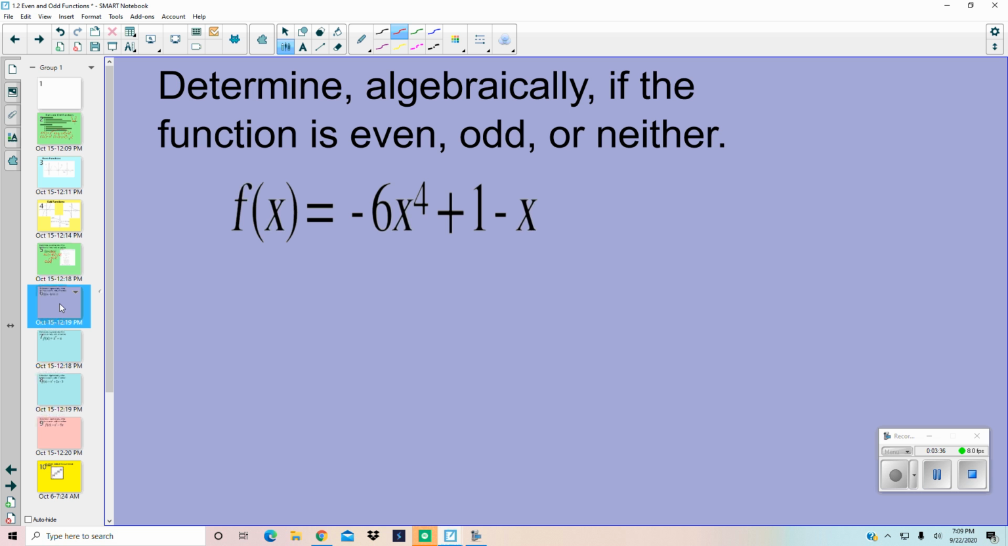So you're going to be determining if it's even, odd, or neither, and you're going to have to put in negative x to determine that.